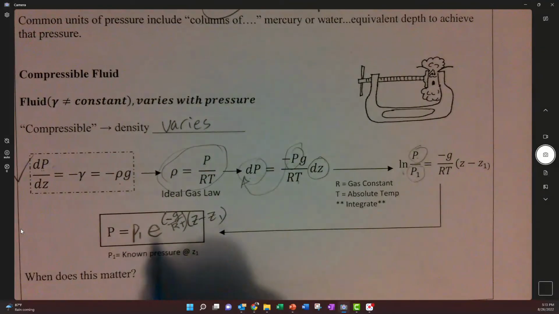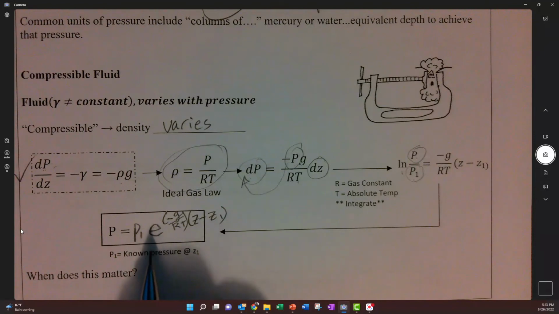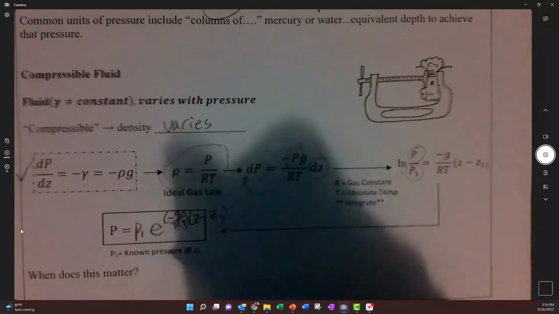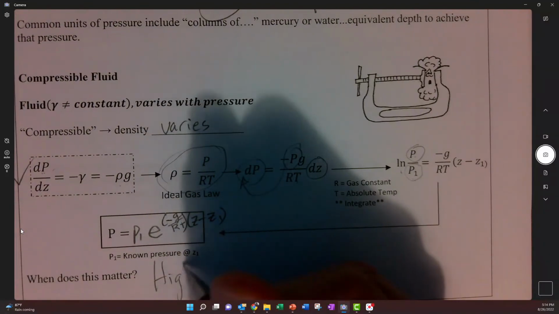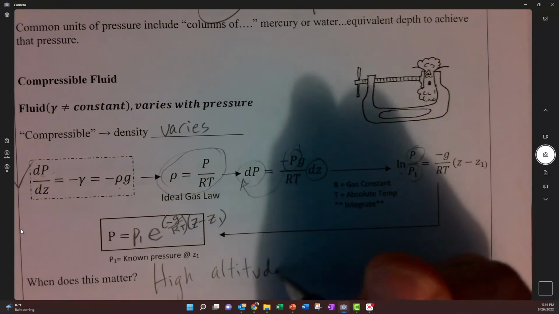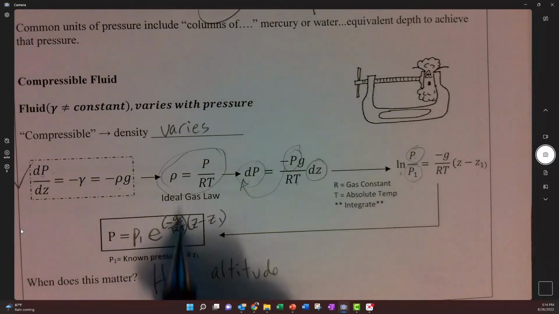We're not really going to use this equation for anything, but we should think of it in terms of here's a comparison between what's going on with the liquids. Here's what's happening with the gases. And when does this matter? It's really about high altitudes, right? So this is sort of a, because it's the ideal gas law that this is based on.